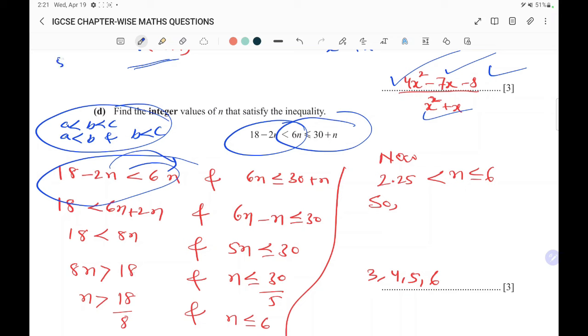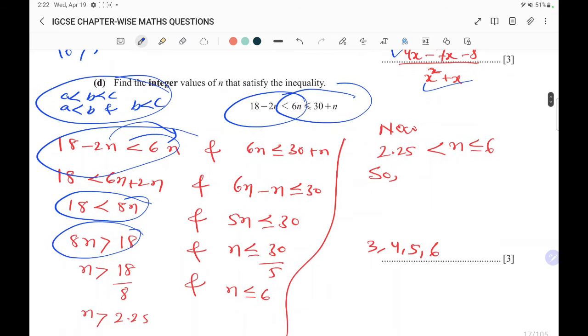Suppose you have 5 is less than 10. So 10 is greater than 5, right? Similarly, 18 is less than 8n, or 8n is greater than 18. Now divide by 8. You will get n is greater than 2.25. Now come to this one. 6n less than or equal to 30 plus n. Take n to the left side. 6n minus n less than or equal to 30. 5n less than or equal to 30, divide by 5. n is less than or equal to 6.